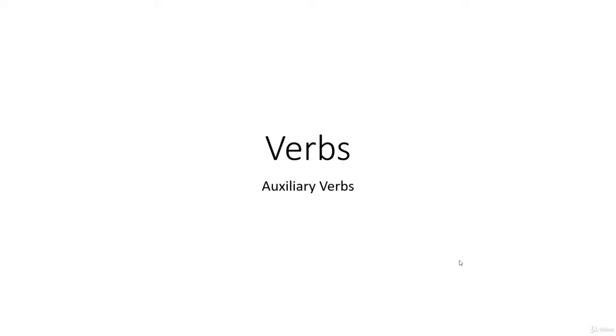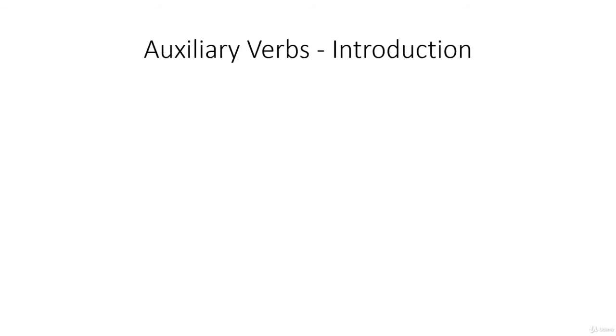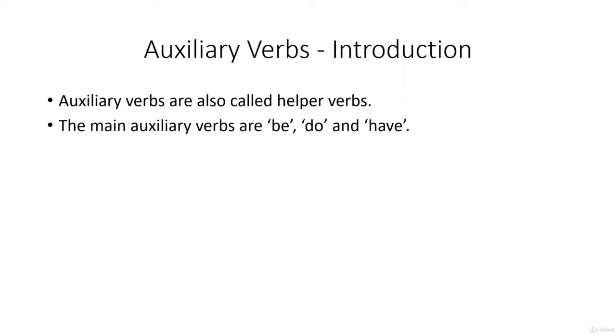This lesson is all about auxiliary verbs. Auxiliary verbs are sometimes called helper verbs or helping verbs. And the main auxiliary verbs we're looking at in this lesson are be, do, and have. Now, there are also modal auxiliary verbs. They have their own lessons, so please refer to that lesson for all information on modal auxiliary verbs.